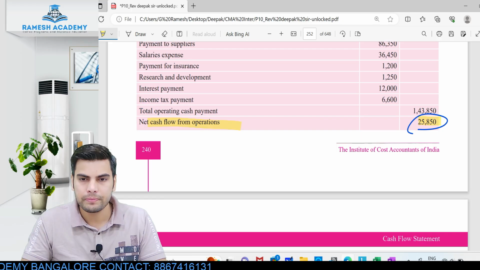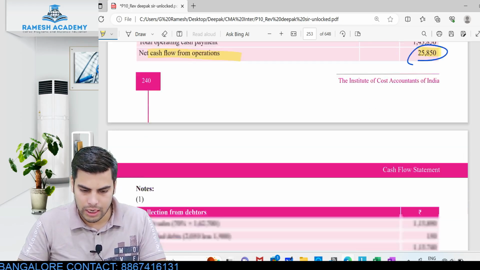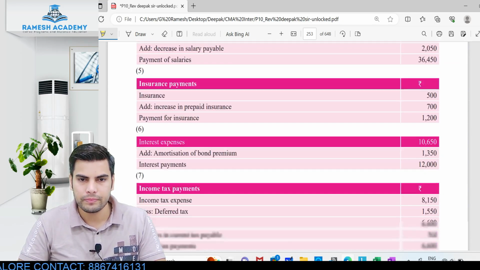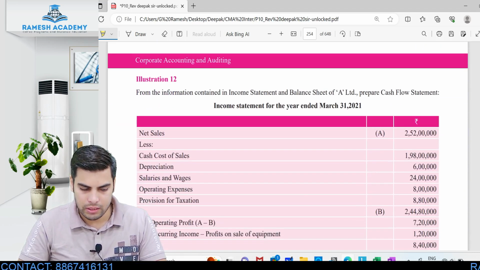Is this clear? I hope you all understood this. Anybody having any doubt, any confusion? Is this illustration clear? Alright.